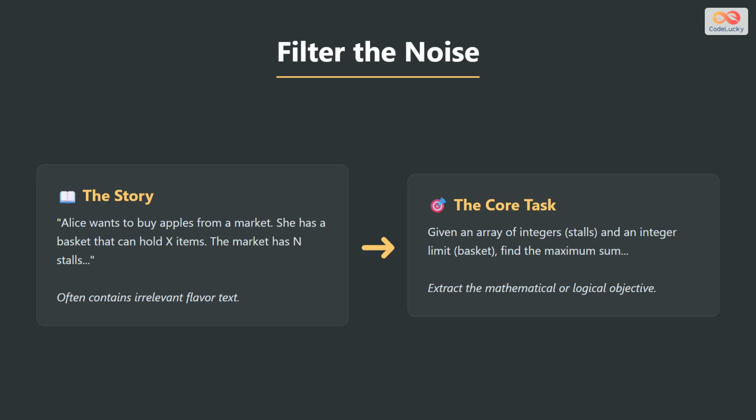The first step is filtering the noise. Problem descriptions often include a flavor story about Alice, Bob, or buying apples. While cute, this can be distracting. Your job is to ignore the narrative and extract the core mathematical or logical task. Translate "Alice buys apples" into "find the maximum sum in an array."